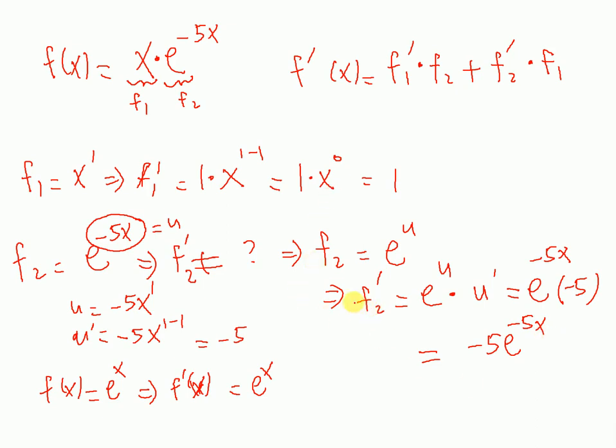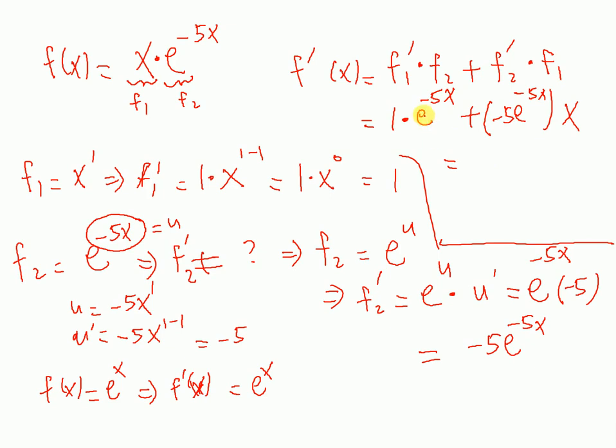Now I have f2 prime and f1 prime, then I can plug into this formula. So f1 prime is what? Is just 1, right? f2 is just this guy. f2 prime is what? This guy. And then f1 is just x, right? So I can simplify this more. This is e to the minus 5x, this is minus 5 e to the minus 5x, and multiply with x. So that should be your answer.